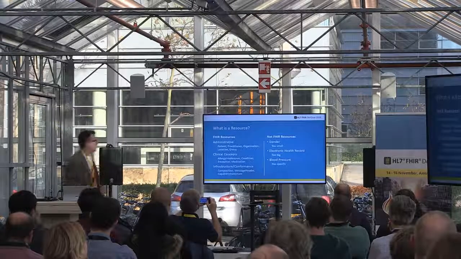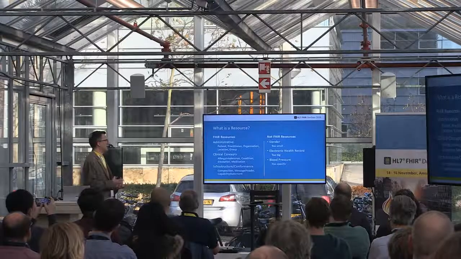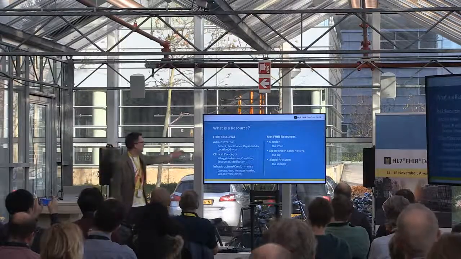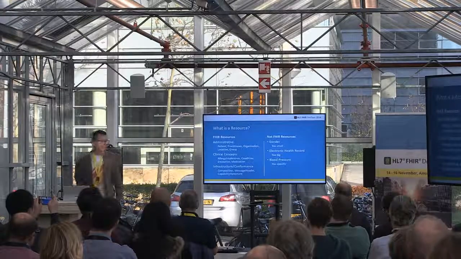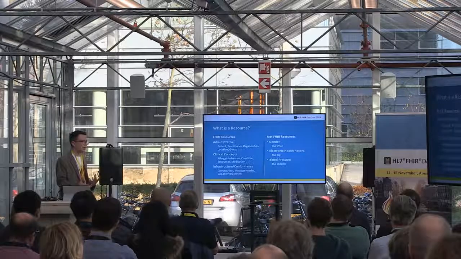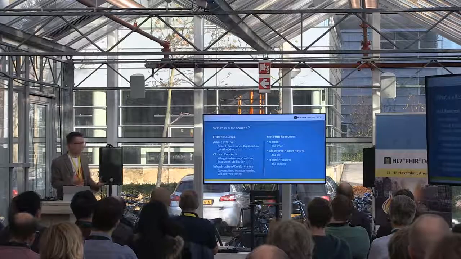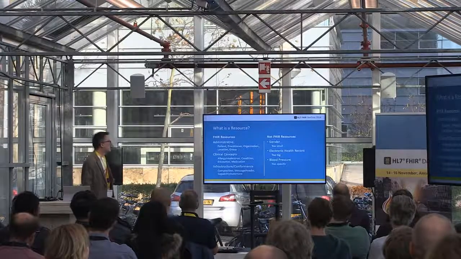So what are resources? Well, the ones on the left are examples of things you find in FHIR. These are just headings. They're not actual resources, but they're categories. So we've got patients, practitioners. As I say, they're the nouns and the building blocks. They might correspond to the tables in your database, possibly, or the classes in your object-oriented program.